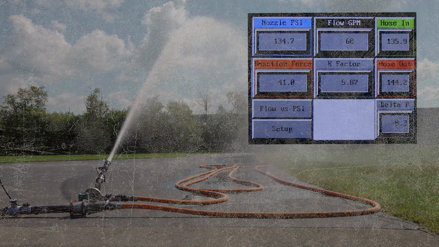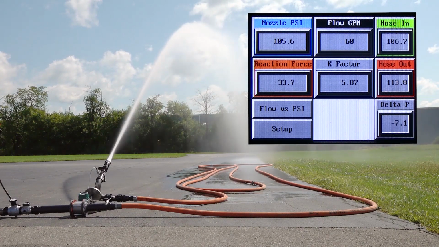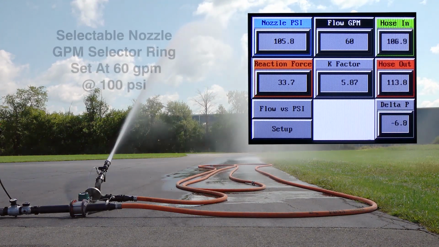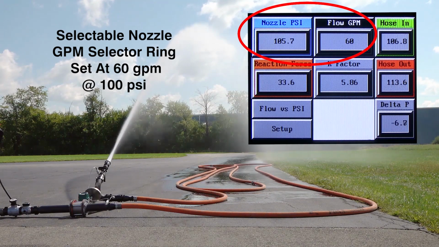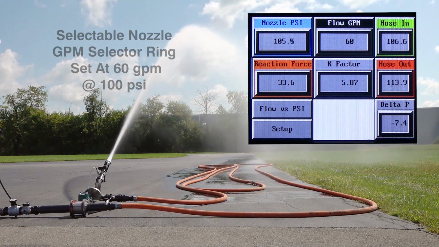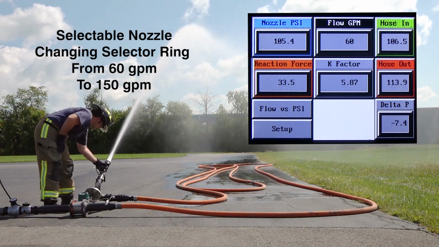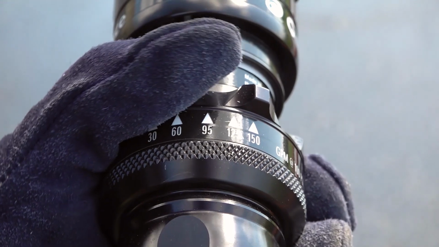Now let's see the results when we go from a low flow setting to a high flow setting without proper communication to the pump operator. Here, we have a selectable GPM nozzle flowing 60 GPM at 100 psi. As an example, we will change the selector ring setting from 60 GPM to 150 GPM without communicating anything to the pump operator.